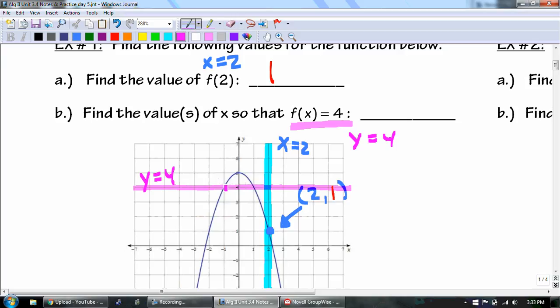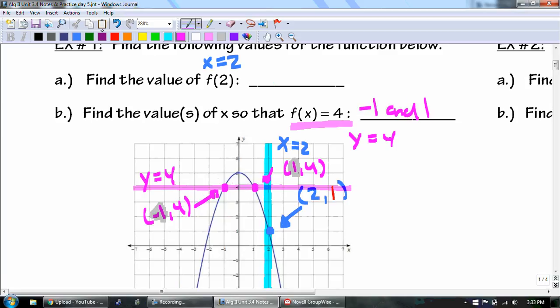Sorry, I'm kind of going back and forth. But when y equals 4, we have the point -1, 4, and over here we have 1, 4. So the number I want now is that x value. So we would say it is -1 and 1.